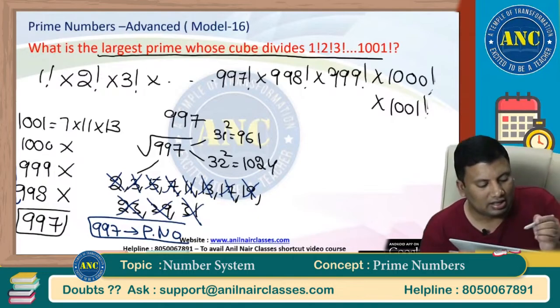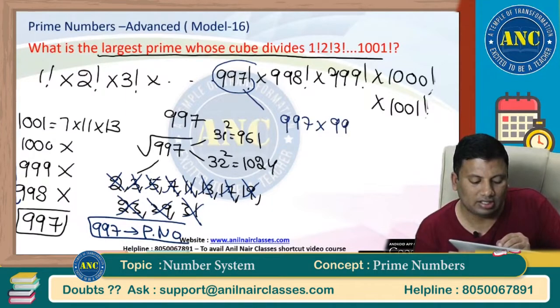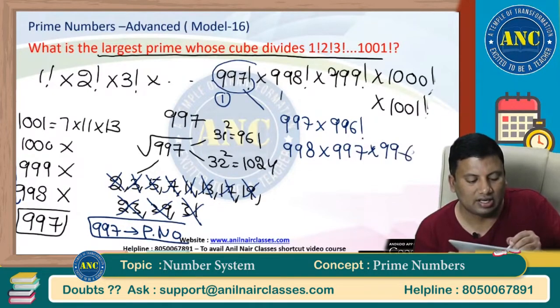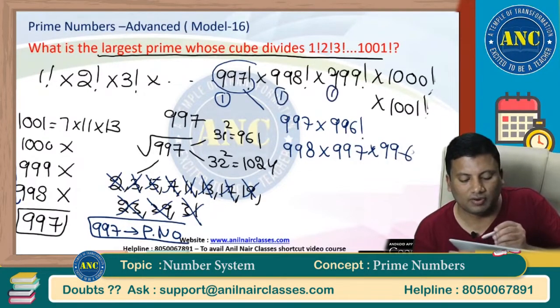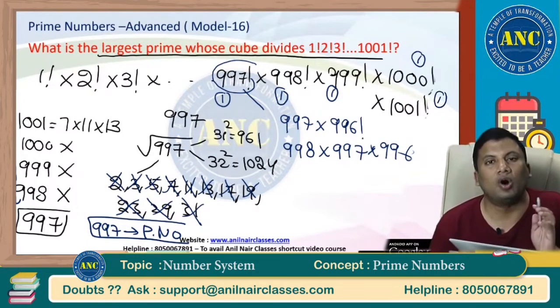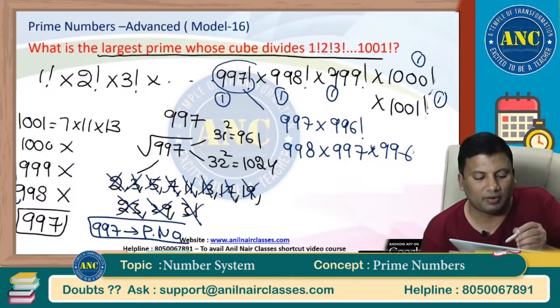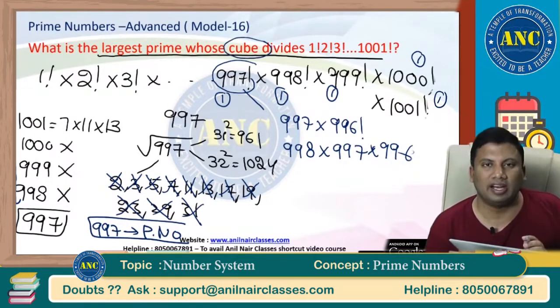Cube, right? That means in 997 factorial, 997 into 996 factorial, once it will appear. 998 into 997 into 996, once it will appear. Here also once it will appear. Once it will appear. So how much will be the power of 997? Power 5, 997 power 5. Is it divisible by 997 cube?